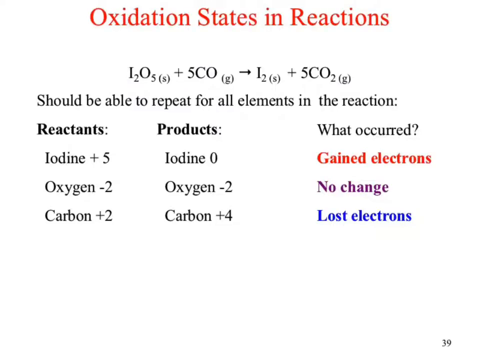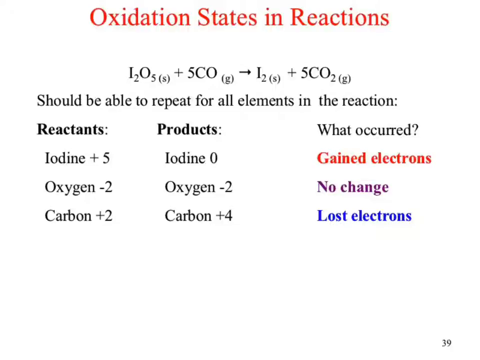So we could go through and repeat this for an equation. Remember, this is coming from the context of our balanced equations. So why are we bringing this in with balanced equations? Well, we go through and look at the equation above. We can look at what happened to the iodine. What changed? It went from a +5 to a 0 oxidation state.